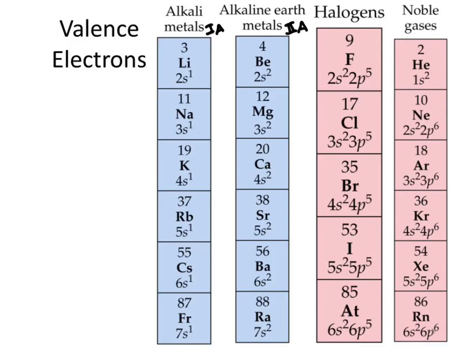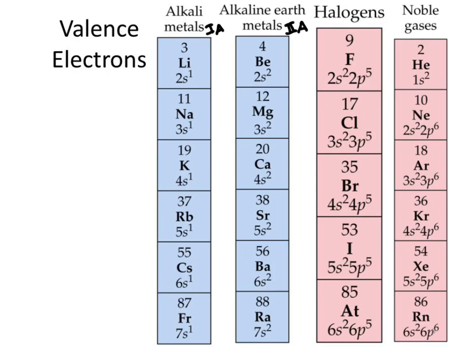My halogens, that's group 7A. So I have 7 valence electrons: 2s2, 2p5, 3s2, 3p5, so on and so forth.